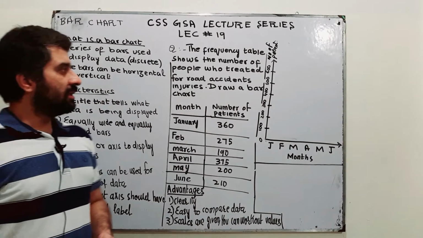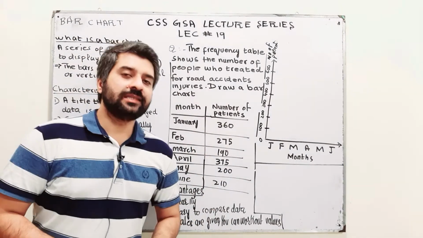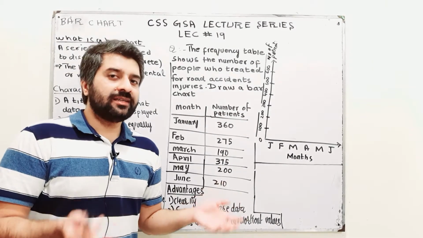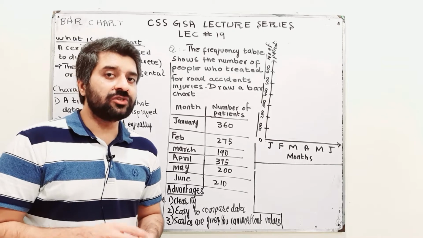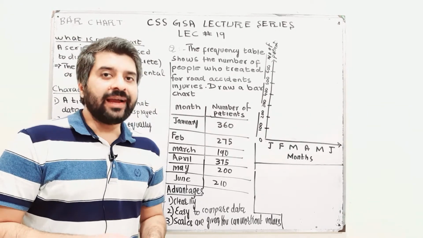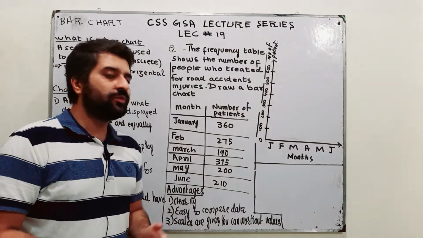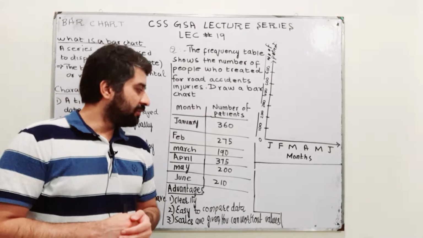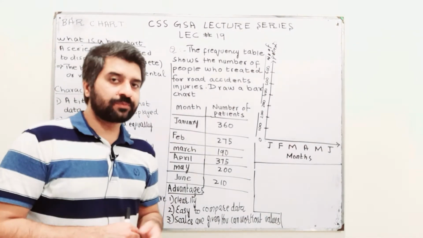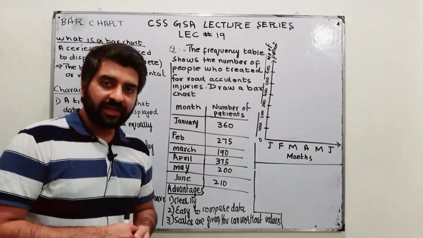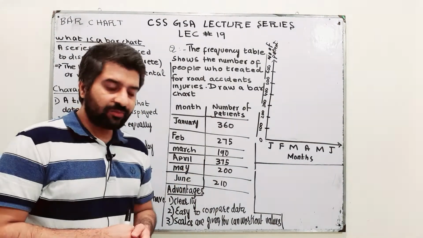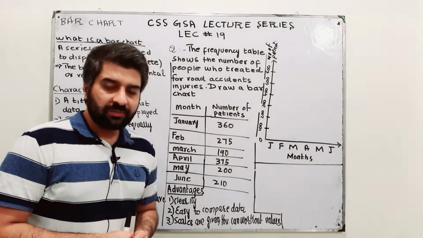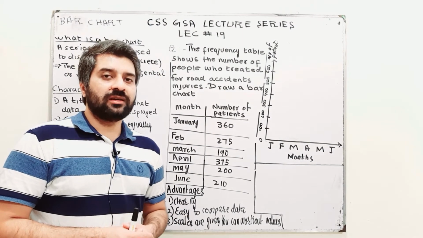So these are the characteristics that will be more clear after solving the example. So let us take the example. This table is basically giving you the data collected for 6 months of accidents in which injuries occurred to people. In January there were 360 patients. Then in February there were 275 patients. In March there were 190 patients. In April 375 patients. May 200. June 210 patients. And you need to draw a bar graph for that.